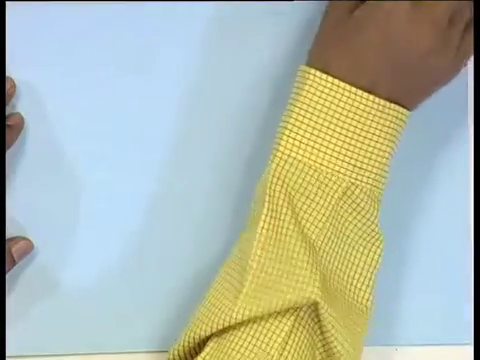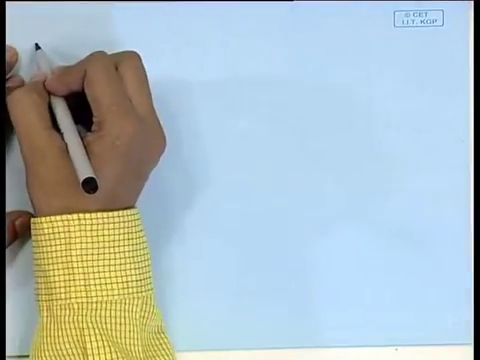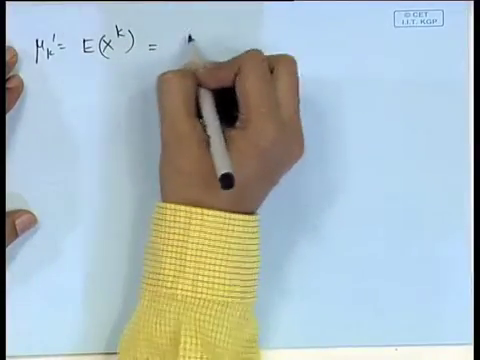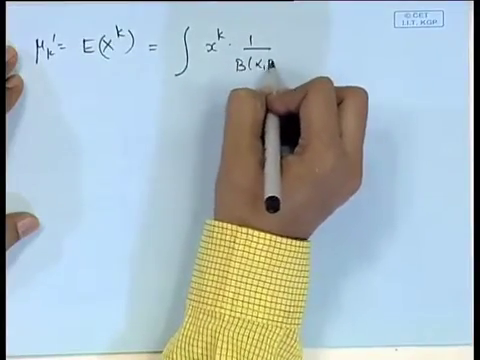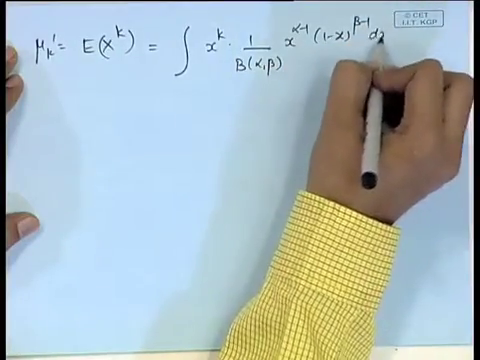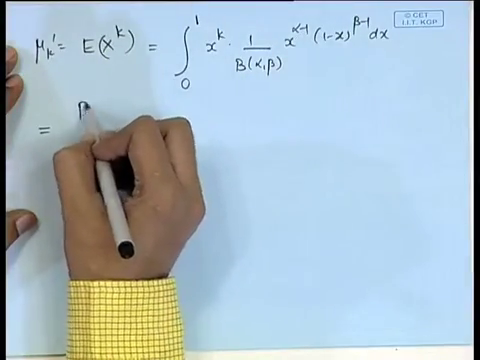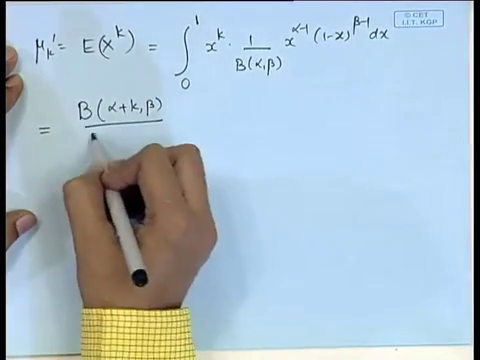We can look at the moments of this distribution. Since it is over a finite range, it is clear that the moments of all orders will exist. If we consider say expectation of x to the power k, this is equal to integral x to the power k 1 by beta of alpha, beta x to the power alpha minus 1, 1 minus x to the power beta minus 1 dx from 0 to 1. So, this is nothing but the beta function of alpha plus k, beta divided by beta of alpha, beta.